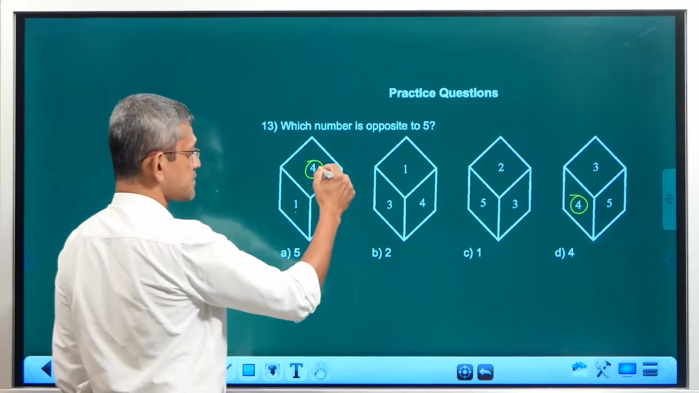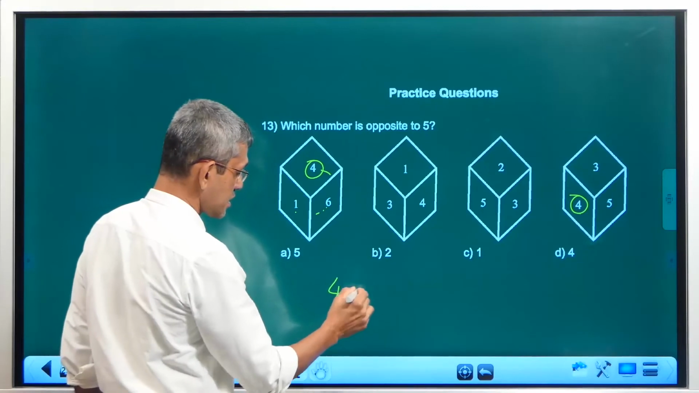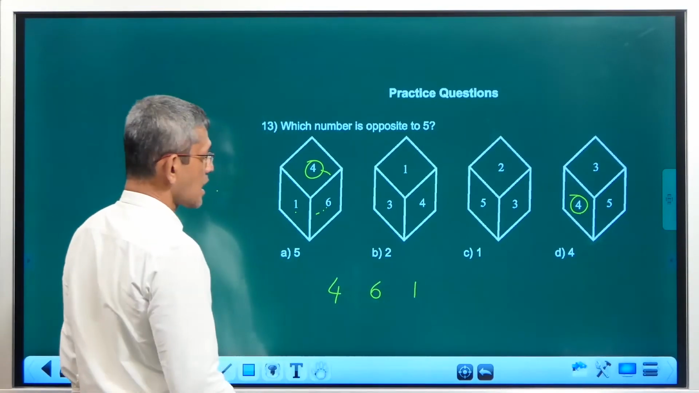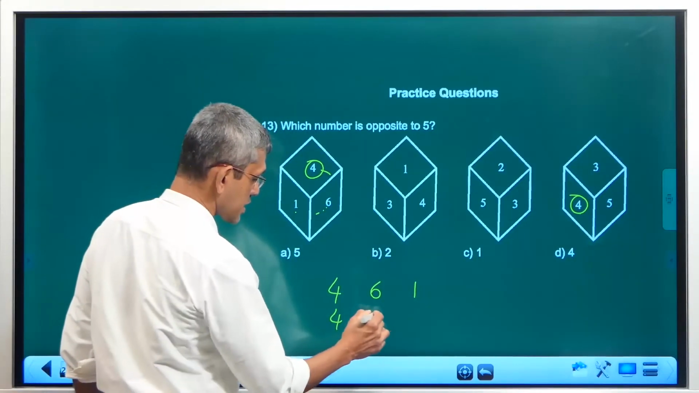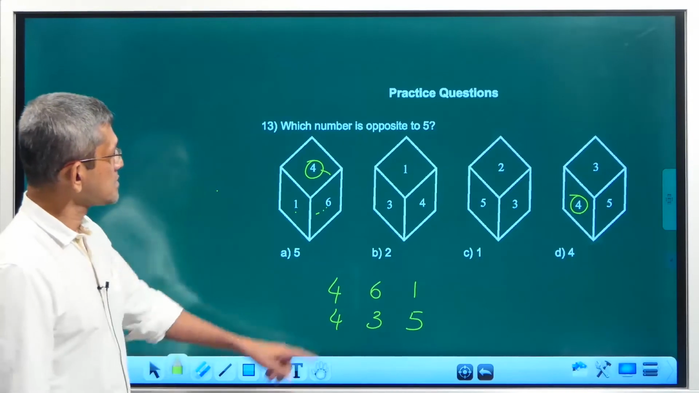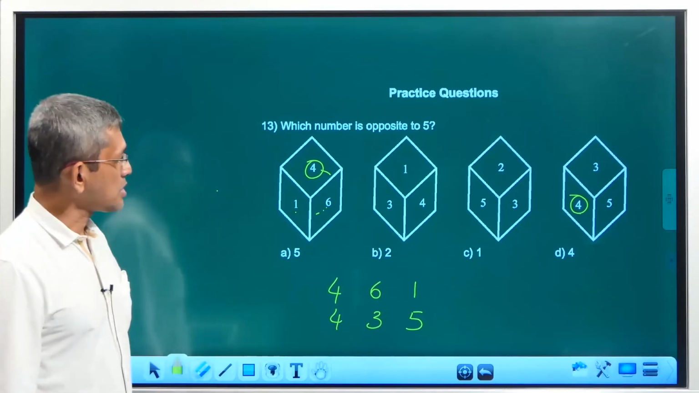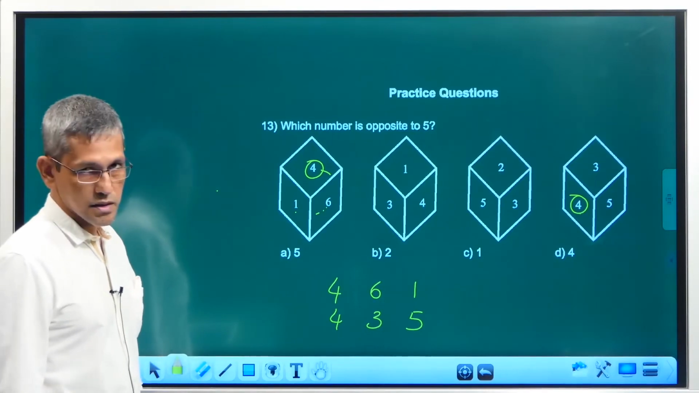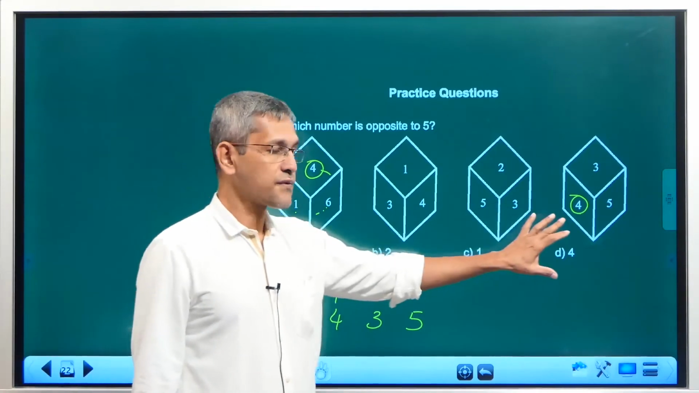So how do you apply it? 4, 6, 1, clockwise arrangement. So 4, 6 and 1. And here we start from 4: 4, 3 and 5. So what do you get? The number opposite to 5. So 5 must be opposite to 1. So the number opposite to 5 must be 1. So that is between image number 1 and image number 4.